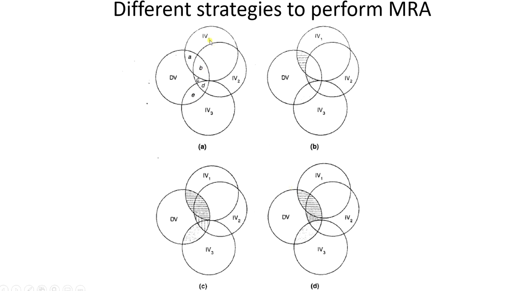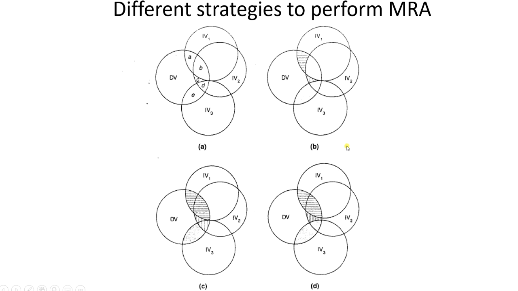It is the same diagram that I showed in my previous lecture on the concept of multiple regression. There are three IVs, IV1, IV2, IV3. Taken together, these three variables are explaining A plus B plus C plus D plus E variance in the DV. Now, this is the case of the standard, simultaneous, or direct method.